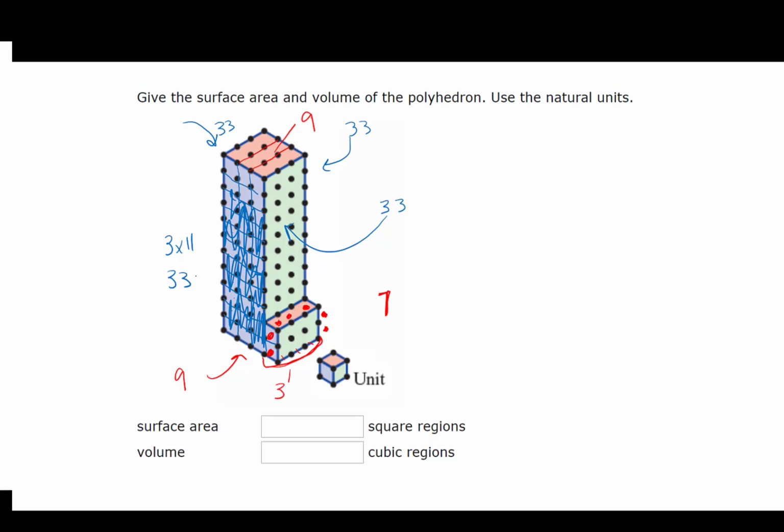All right, we have 4 sides that are 33. We have a top that's 9. We have a bottom that's 9. And then we have these 7 dots that went up the side right here and down below. That was 7. And then we had 3 additional ones underneath that you can't see. Now let's just add those together. You get 160 square regions.